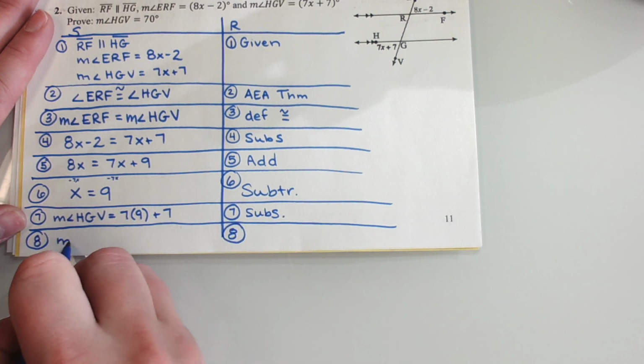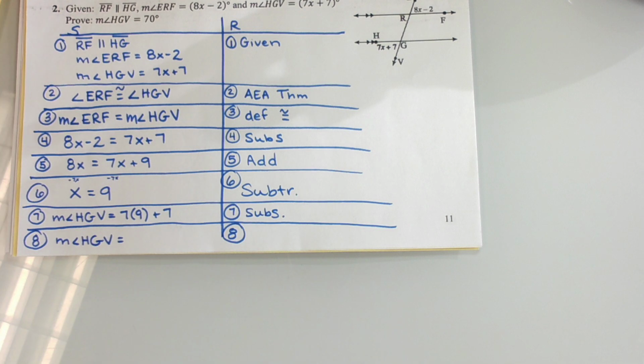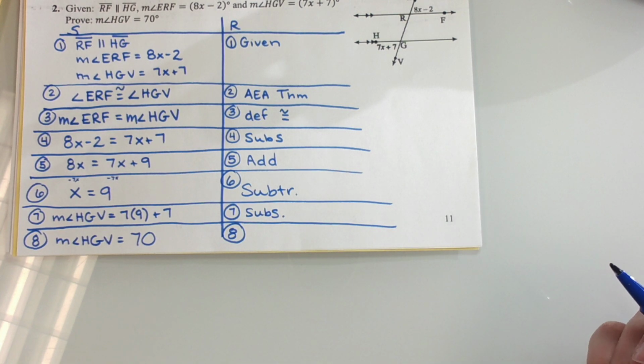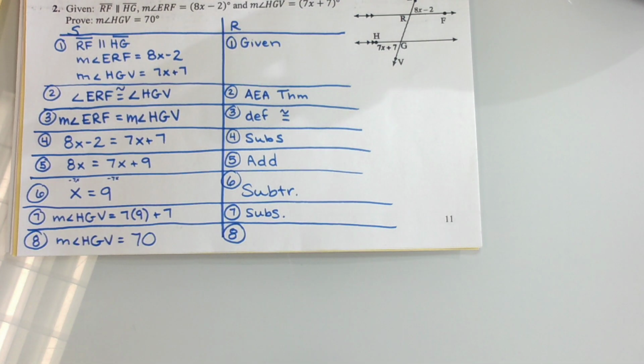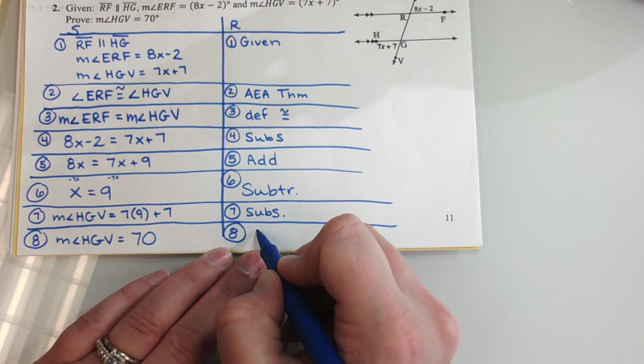Last thing I do is I actually do the math. Measure of angle HGV. 7 times 9 is 63, plus 7 is 70. Is that what I wanted it to be? Yes. Means we did our math right. What's that last step called, though? Think I heard it, but I'm not positive. Simplify.